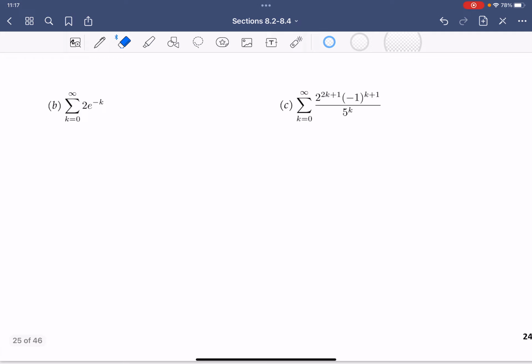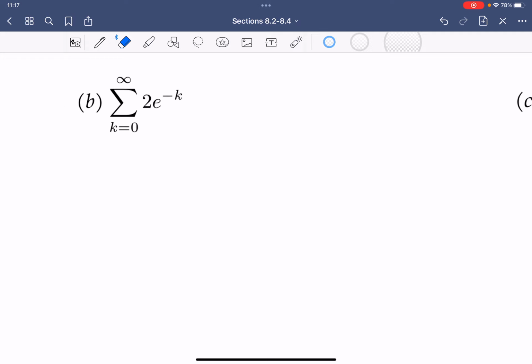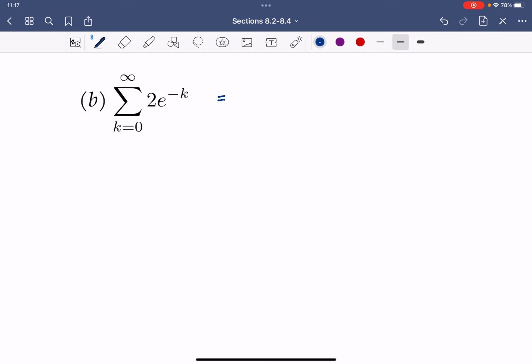Alright, so let's take a look at another geometric series. Suppose that you have part B, the summation of 2 times e to the negative k, k equal to 0 to infinity. This is the summation k equal to 0 to infinity of 2 times e to the negative k, which is like 1 over e to the k, right? e is a constant, so this is actually 1 over e to the k. Would you agree?